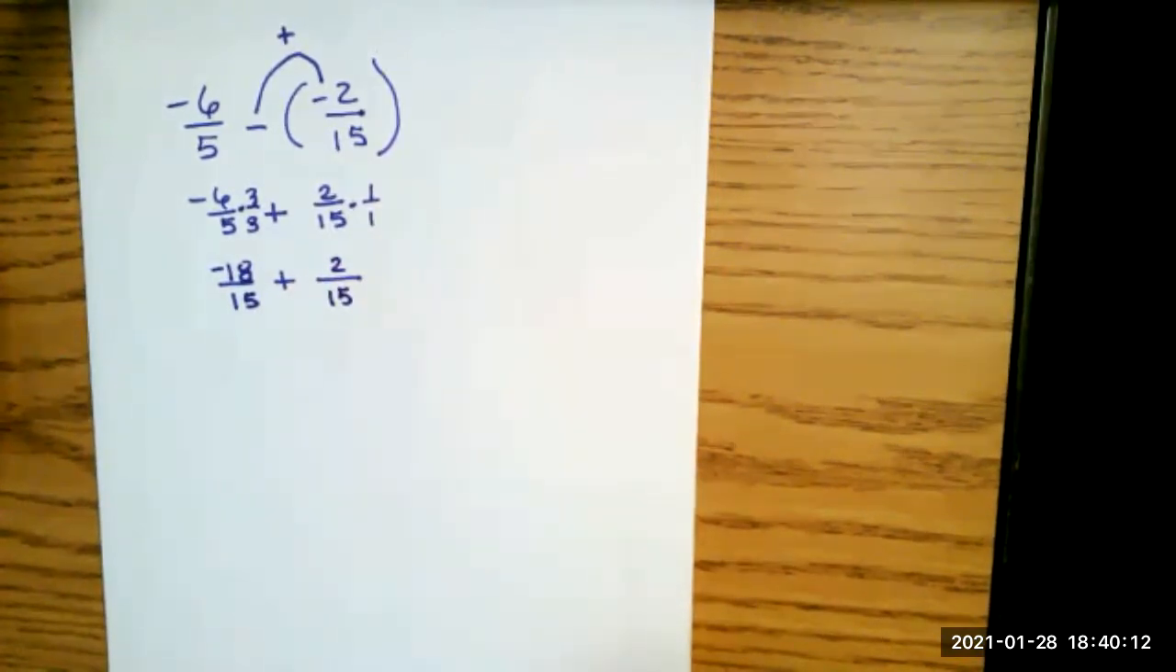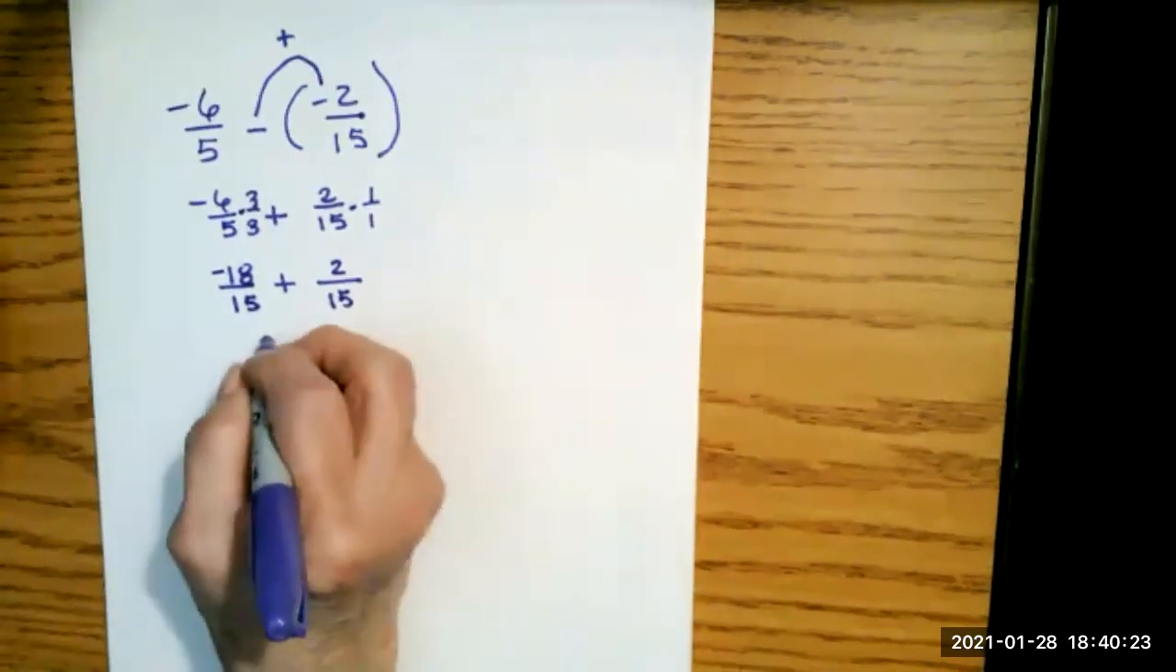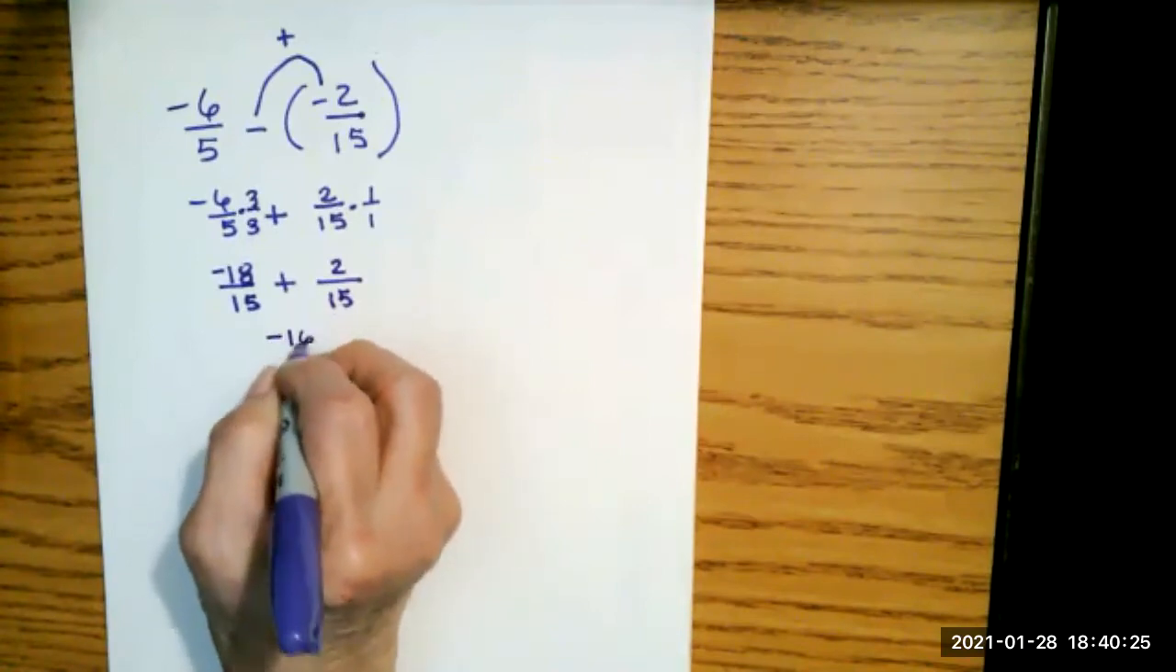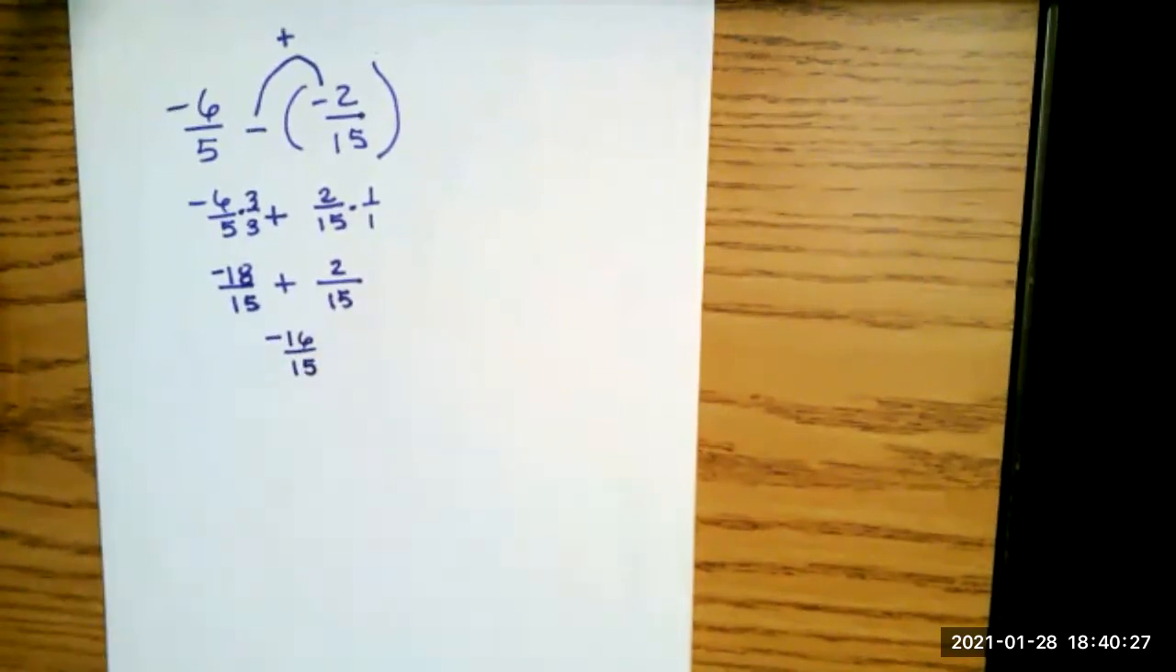But now I can combine the numerators because my denominators are alike. So I have a -18 and a +2. Because the signs are different, I would subtract, and I get negative 16/15. And somewhere in your lifetime, you change that to a mixed number of -1 and 1/15. But in college algebra, we don't change to mixed numbers. We leave them as improper fractions. So you want to leave that alone.